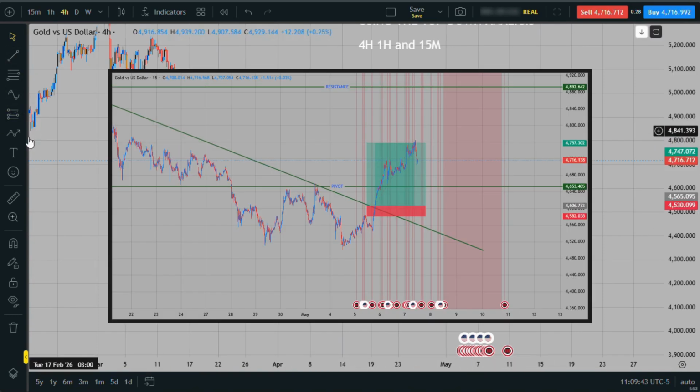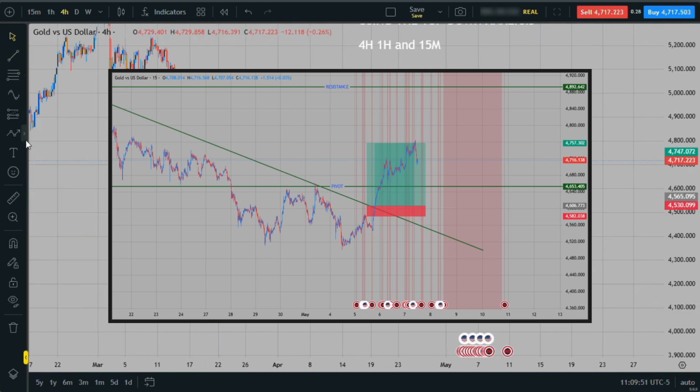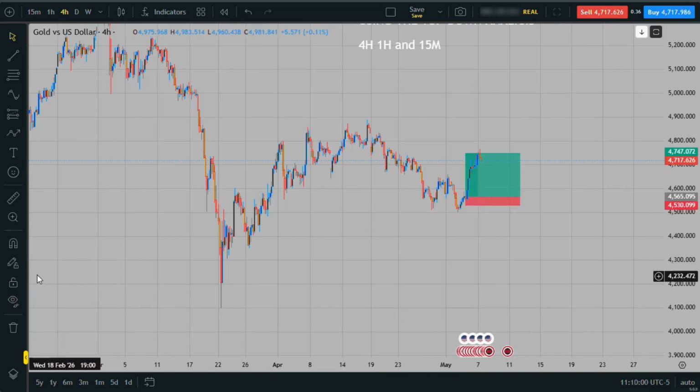In today's video I'm going to teach you how I spotted this buy trade here. It was very easy how I spotted this easy buy trade. So this buy trade, how I spotted it, in today's video I'm going to teach you how I did that.